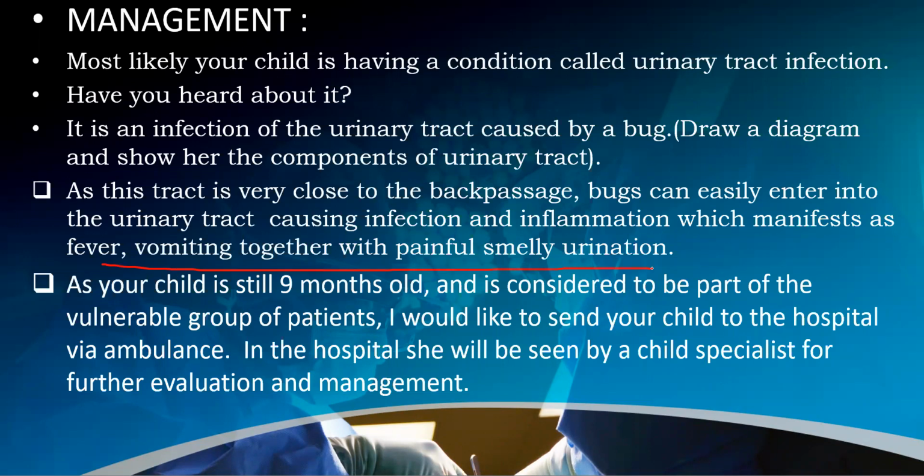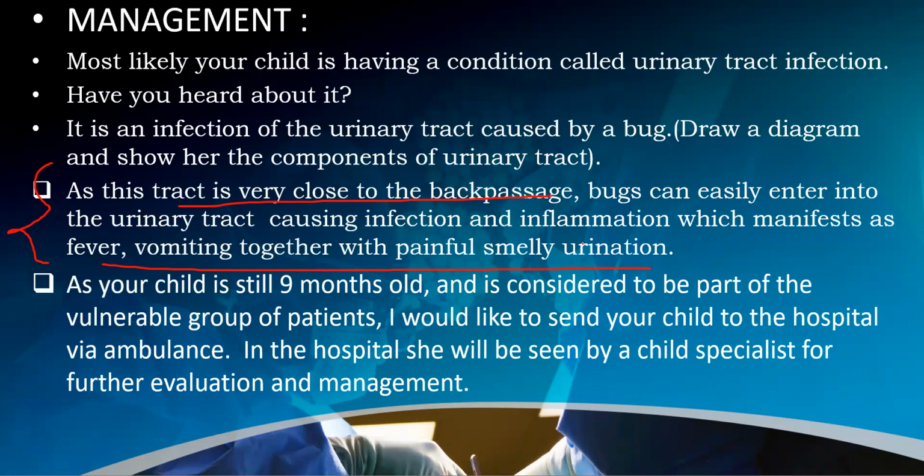Okay, so explain what is UTI and how it happens, because in females the urinary tract is very close to the back passage. Bugs can easily crawl into the urinary tract from the back passage, causing infection and inflammation. And it presents as fever, vomiting with painful, smelly urination, just like your child is having.